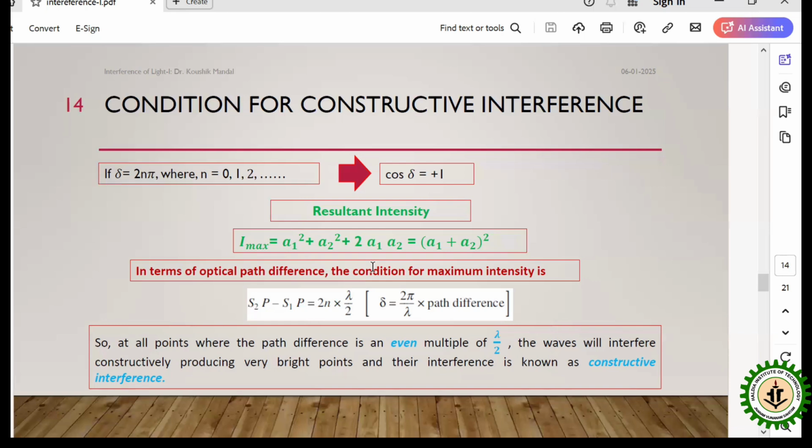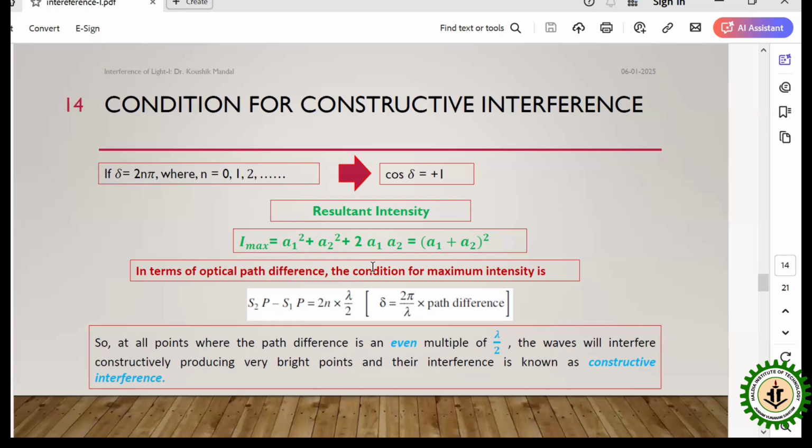So here the path difference is S2P minus S1P, if you remember the picture. This is nothing but 2nπ, and π corresponds to λ/2. So all the bright spots on the screen come from a path difference of an even multiple of λ/2. The waves will interfere constructively, producing a bright point, and the interference is known as constructive interference.